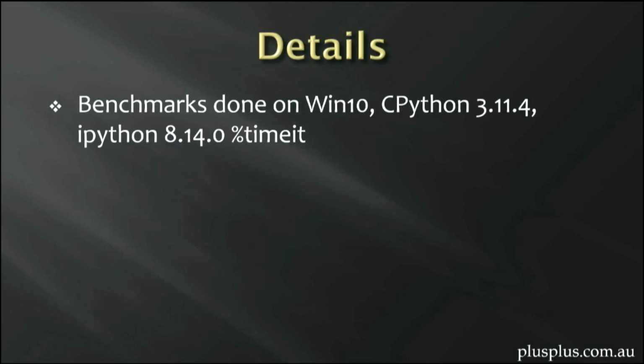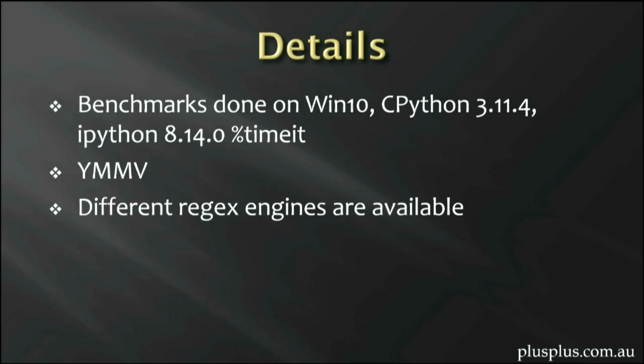The details of that: the benchmarks were done on Win 10 with CPython, that particular version, and I used IPython timeit. I'm aware of the deficiencies of that as a benchmarking tool, but if you're going to get 2 million or 2.2 million, I'm happy with either. Your mileage may vary. There's a wide variation in the sort of performance profiles that you will get with these.